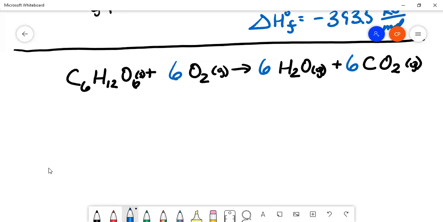So I want to talk about how we actually can use this new tabulation of data, this list of enthalpies of formation, to come up with an enthalpy of reaction per mole of glucose. Because glucose in this particular balance that Brianna proposed just a bit ago, that's the only one up here that takes a coefficient of 1, right? Everybody else has coefficients of 6.